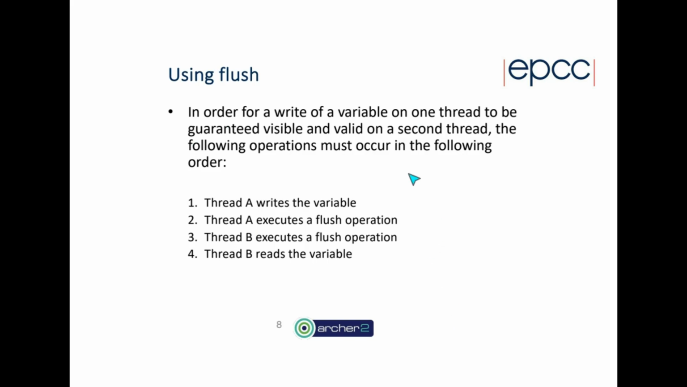The way the memory model specification is written, it says that in order for a write of a variable on one thread to be guaranteed visible and valid on a second thread, the following operations must occur in the following order in time. Those 4 operations are: thread A writes the variable, then thread A executes a flush operation, then thread B executes the flush operation, and finally thread B reads the variable. If we can guarantee that those 4 things happen in that order, then we are guaranteed that whatever thread B reads will in fact be what thread A wrote.